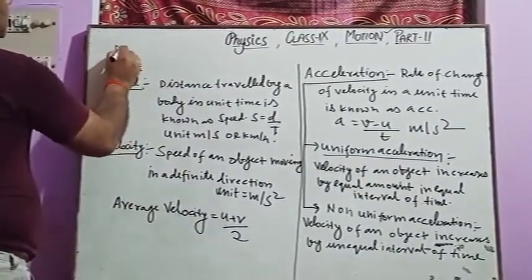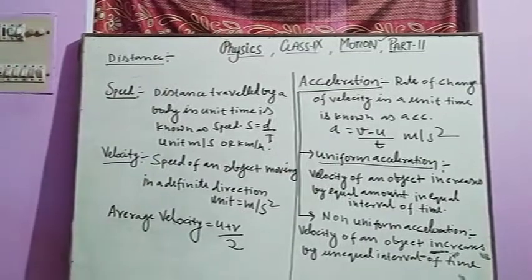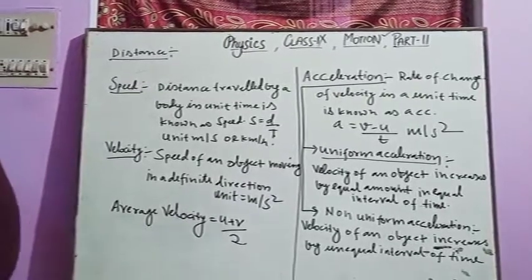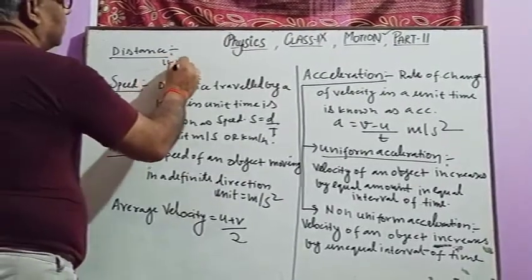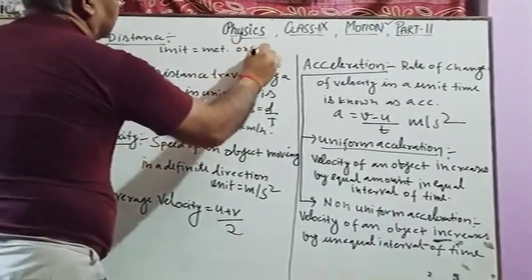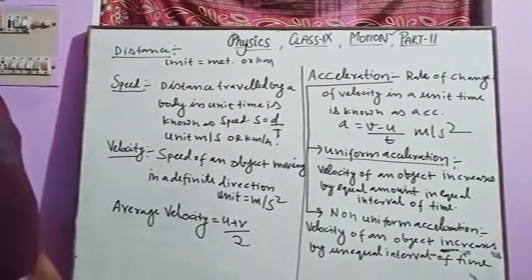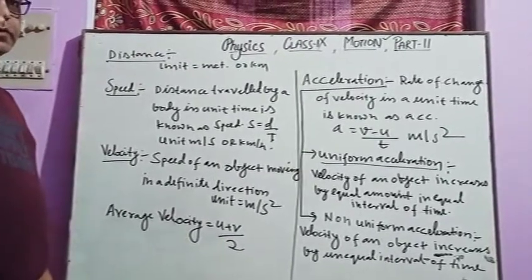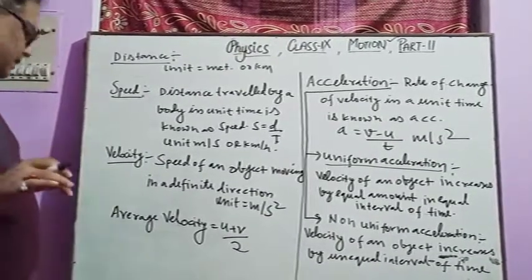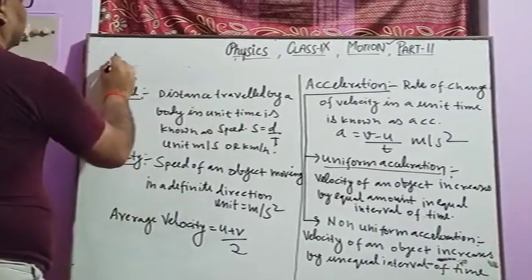Suppose you want to understand the concept of distance: the actual path covered by the body in a unit time is known as the distance. Its unit can be represented in meters or kilometers. Suppose a person is moving from his school to his house, 5 kilometers. So this is the distance. Clear?